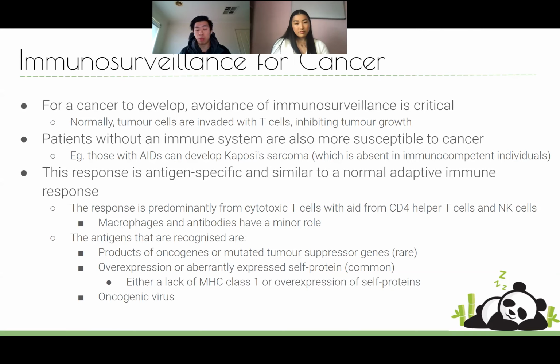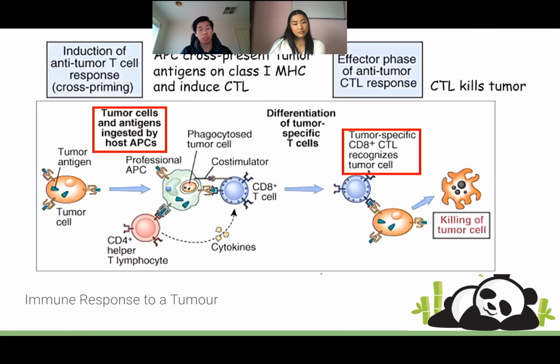This response is antigen specific and is similar to a normal adaptive immune system. Basically, the response is predominantly from cytotoxic T cells, and they recognize either products of oncogenes or mutated tumor suppressor genes. They either recognize the overexpression or aberrantly expressed self-proteins, so your MHC class 1s, which are surprisingly useful to think and know about. So either a lack of them or overexpression of self-proteins, or oncogenic viruses. And that's kind of what they look for in terms of which cells they kill and which cells they don't kill. And this is one of the pictures talking about that.